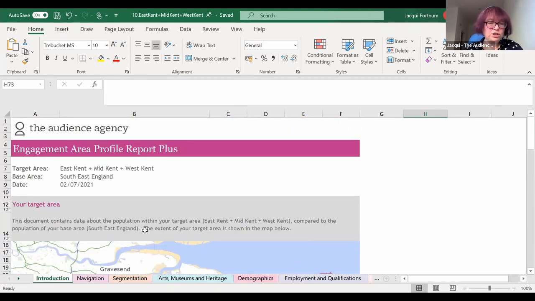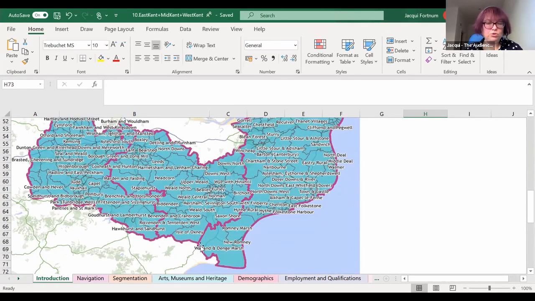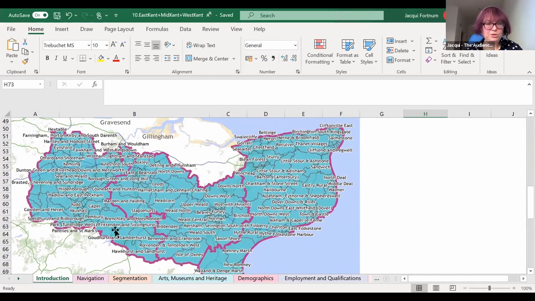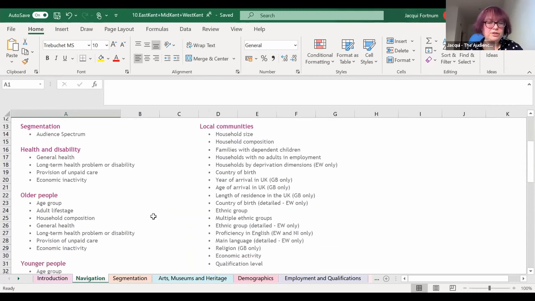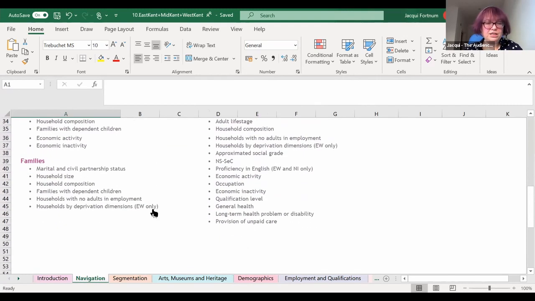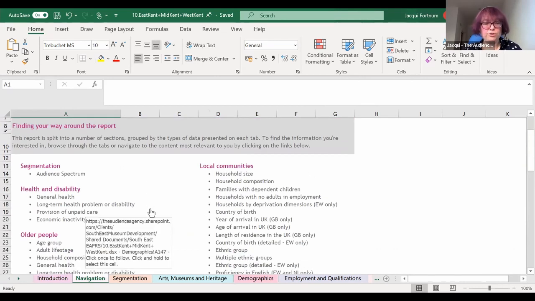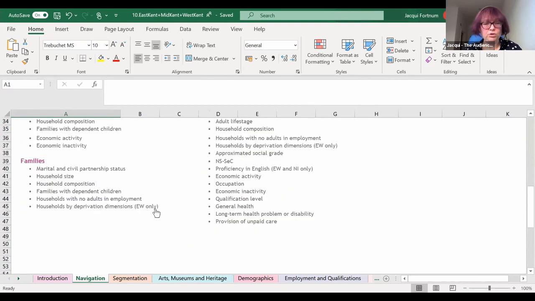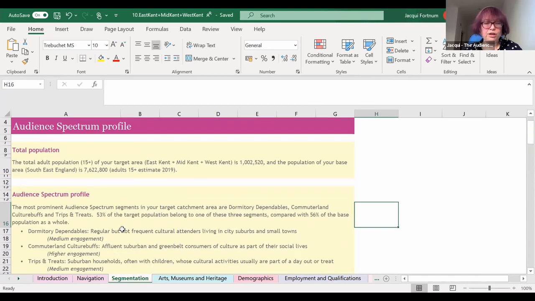You start with an introduction which tells you the area that it covers, and it also breaks down those ward areas for the map, so you can see what is covered by the report. Then there's an introduction to tell you all the different data sets that you can find in the report itself, and as you can see, there's a lot of them. So you get an awful lot of information from this single report. The first section is on your audience spectrum profile, and we will come back to that because we can look at that in a bit more detail.